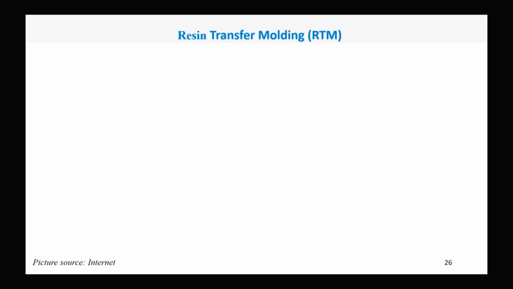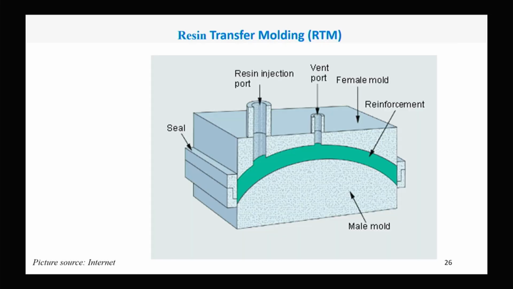And the last one is RTM, resin transfer molding, where the resin is injected on the reinforcement in the form of, say, fabric or maybe some other form. It's placed here and resin is being injected. So this is mainly for the thermoset matrix, and within this mold, one is male mold and one is female mold, in between the curing takes place. Okay.